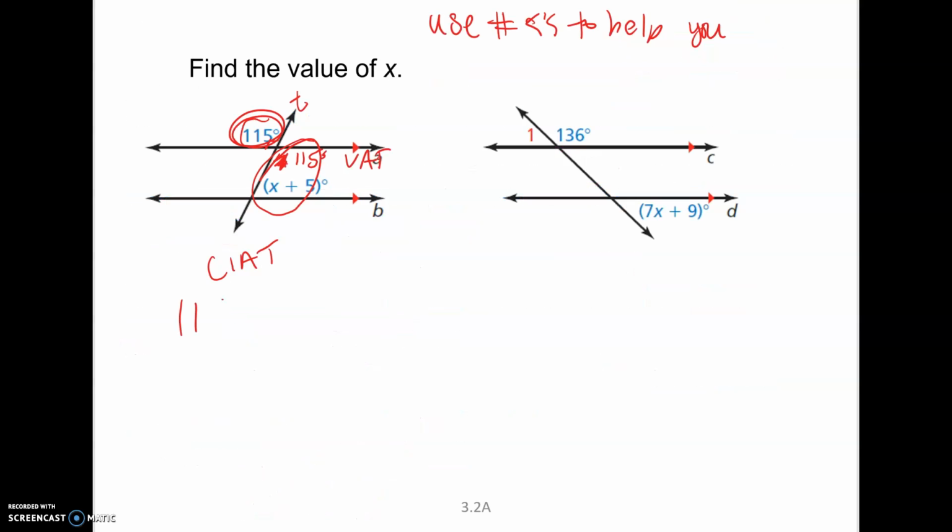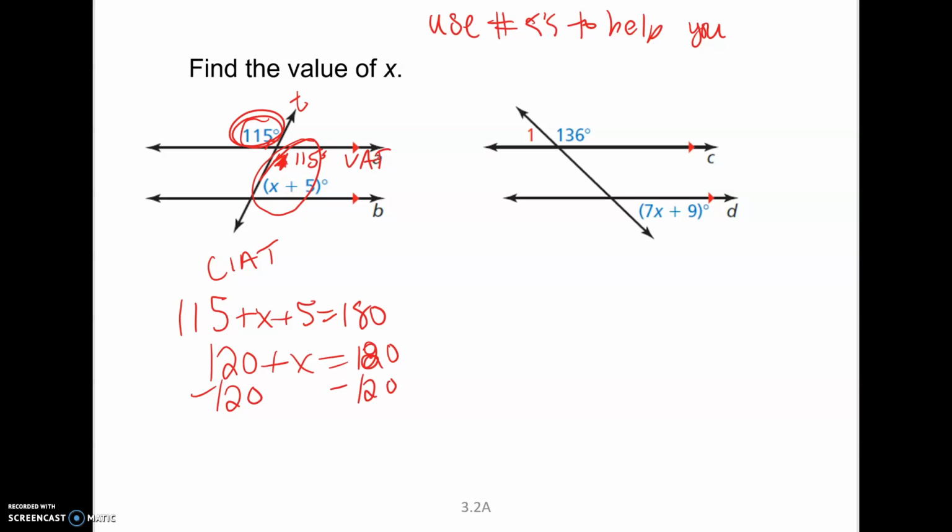So they are supplementary, which means those two pieces add up to equal 180. So I get 120 plus x equals 180. Oops, 180 minus 120. So x equals 60.